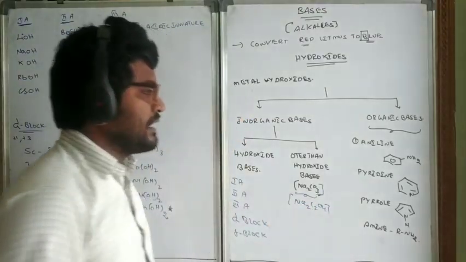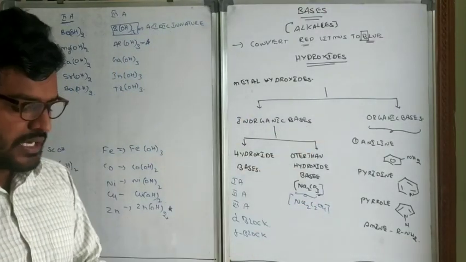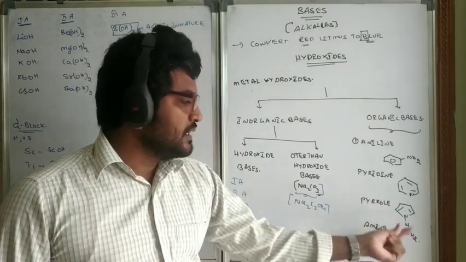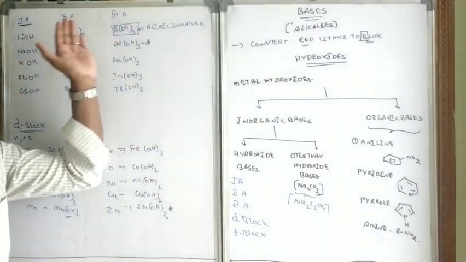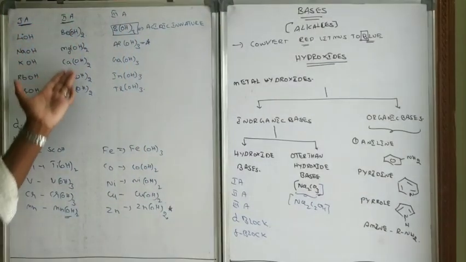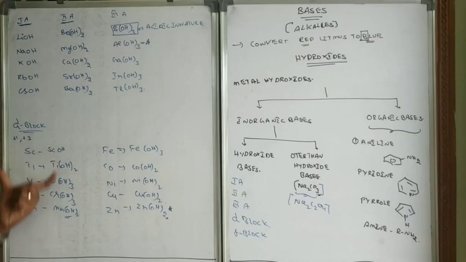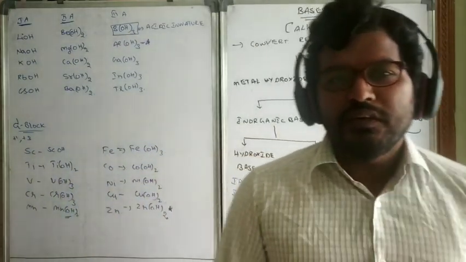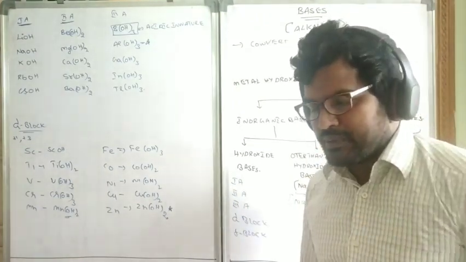Next you see Na2C2O4 also you can have like this. And organic bases are aniline, pyridine, pyrrole, and then amines will be coming. And next you see first A group hydroxide, second A group hydroxide, third A group hydroxides, and then D block hydroxide. Sir, how can we compare the strength of the bases?